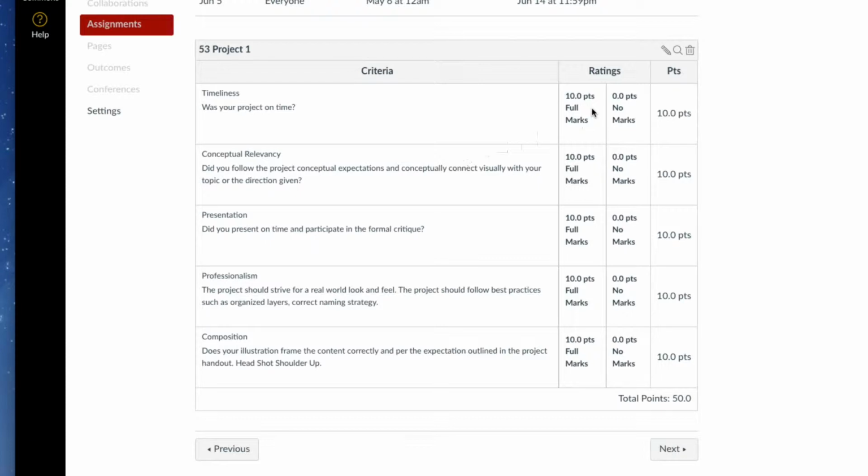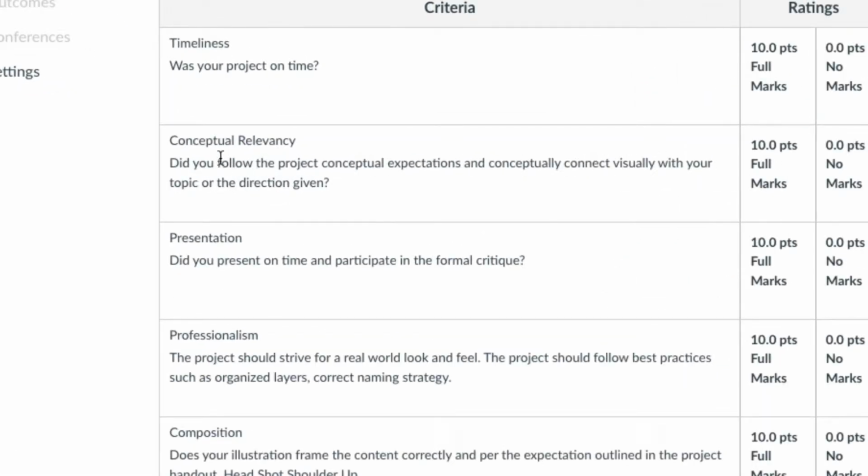So what is the first criteria? What does it say there? Timeliness. That means you turned it in on time. Okay, so I'm giving you a grade for that. The next topic is conceptual relevancy. Did your project follow the conceptual expectations and conceptually connect visually with your topic or direction given? You should have a concept picked already. Your concept is the illustrator that you've been researching. Does that make sense? Some of this should already be done, but we'll talk about visually connecting in a few minutes.